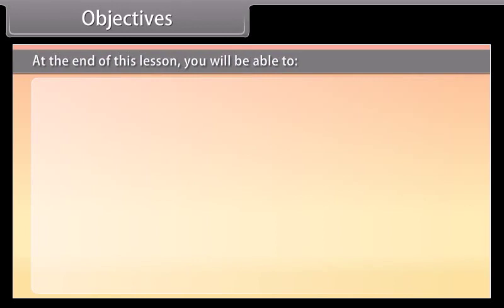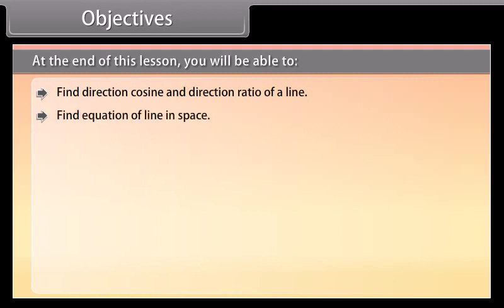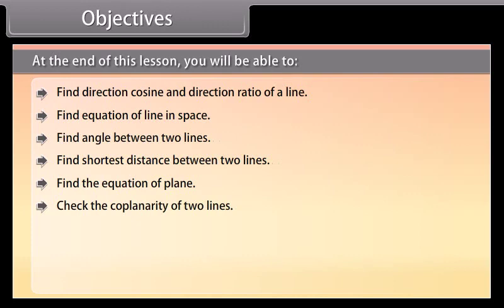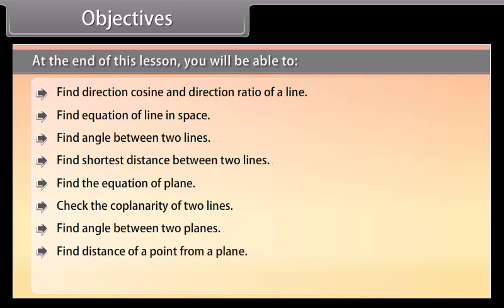Objectives. At the end of this lesson, you'll be able to find direction cosine and direction ratio of a line, find equation of line in space, find angle between two lines, find shortest distance between two lines, find the equation of a plane, check the coplanarity of two lines, find angle between two planes, find distance of a point from a plane. Find angle between a line and a plane.